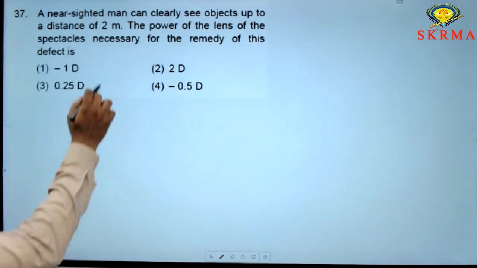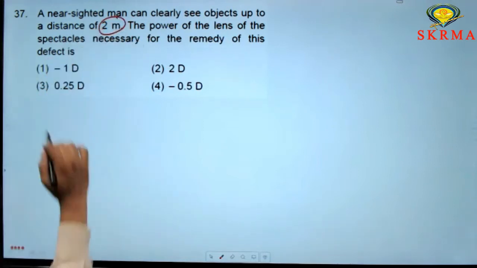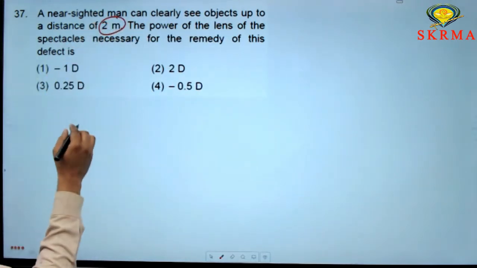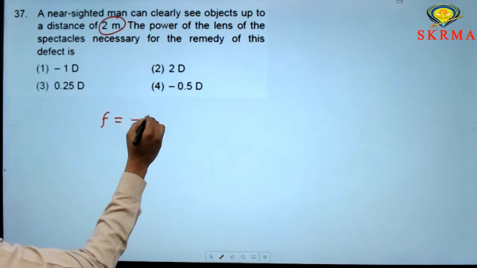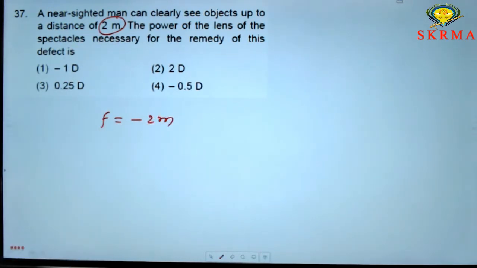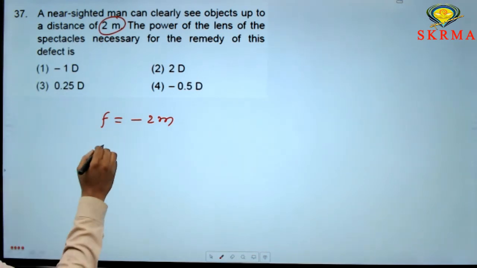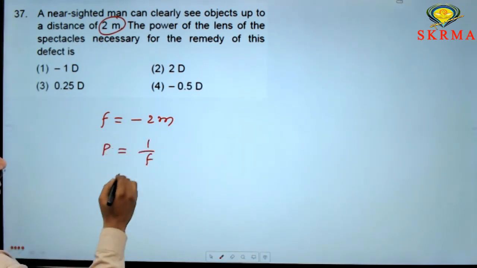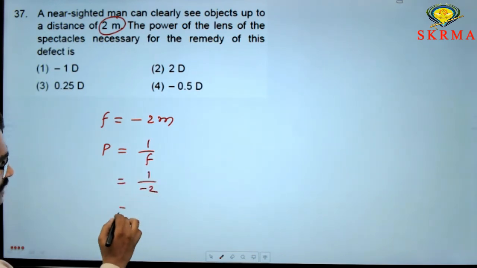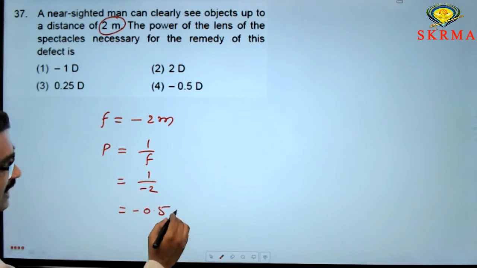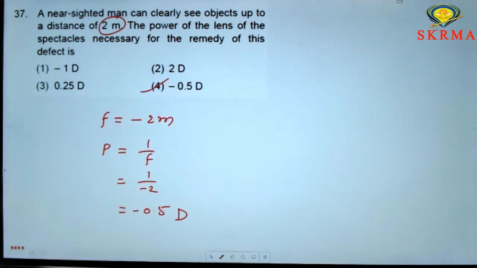Next one. A nearsighted man can clearly see an object at a distance of 2 meters. Then what is the power of the lens? So what focal length do we need to use? Minus 2 meters is the focal length of the lens that we need to use. So for a nearsighted person, which lens do we need to use, convex or concave? The negative sign is for a concave lens. So focal length is minus 2. Then what is the power? Power equals 1 by focal length. So 1 by minus 2 equals minus 0.5 diopter. Minus means concave lens.